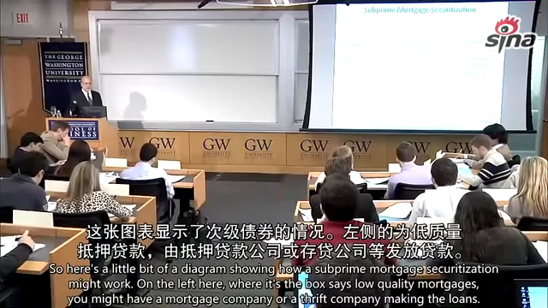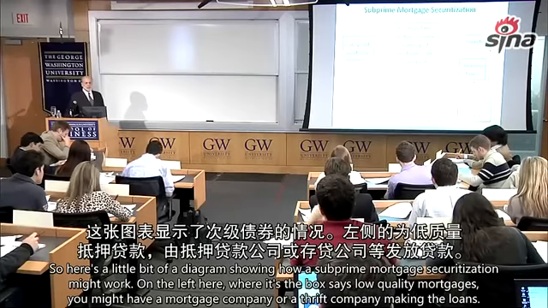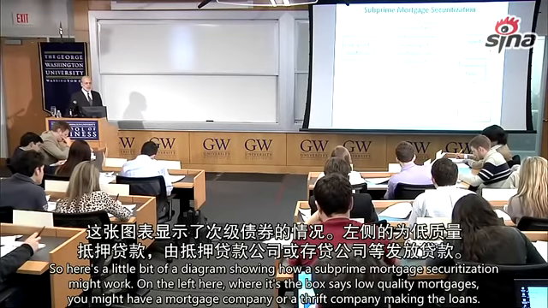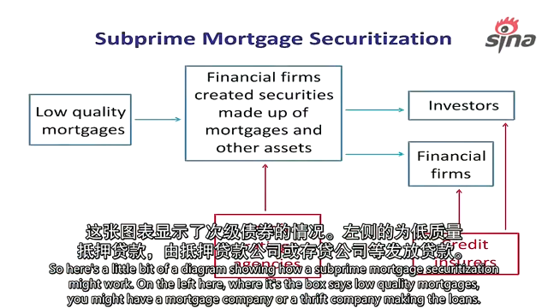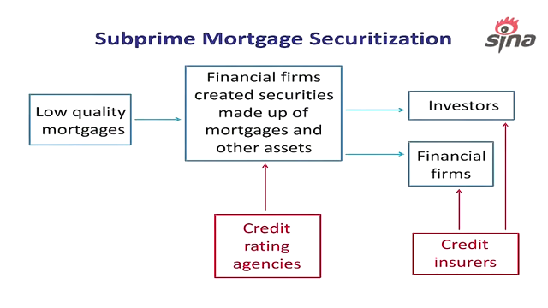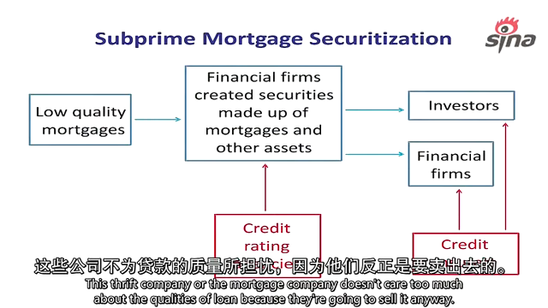So here's a little bit of a diagram showing how a subprime mortgage securitization might work. On the left, where the box says low-quality mortgages, you might have a mortgage company or a thrift company making the loans. The thrift company or the mortgage company doesn't care too much about the quality of the loan because they're going to sell it anyway.